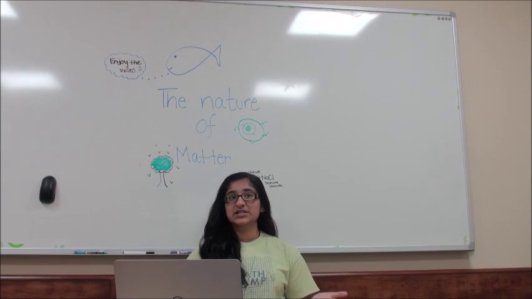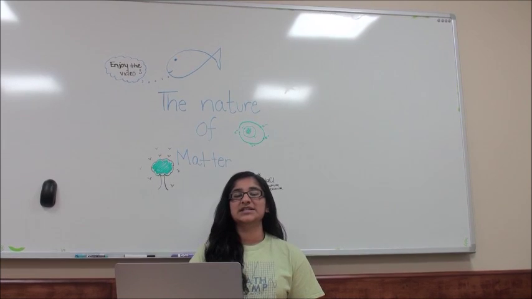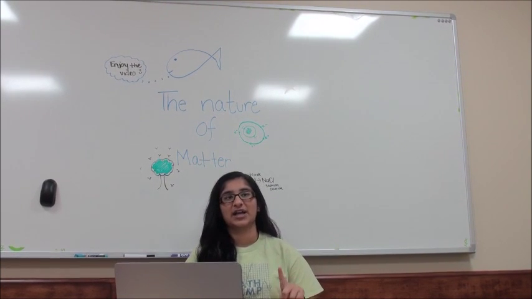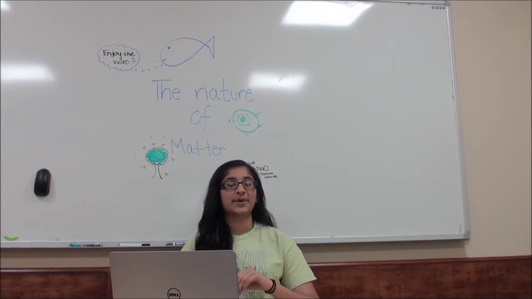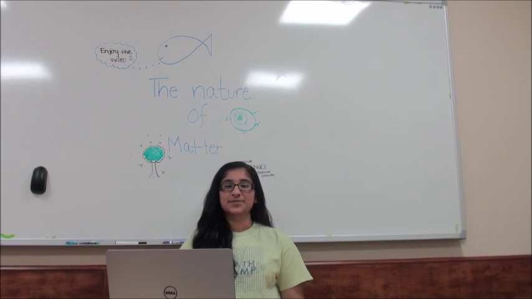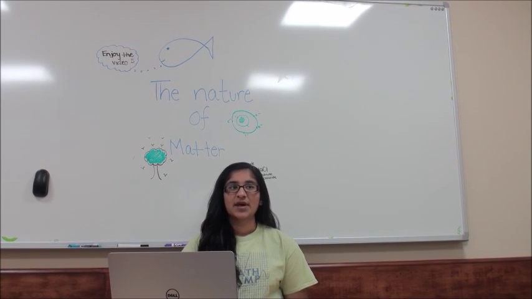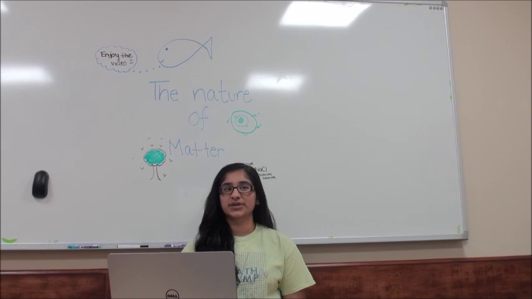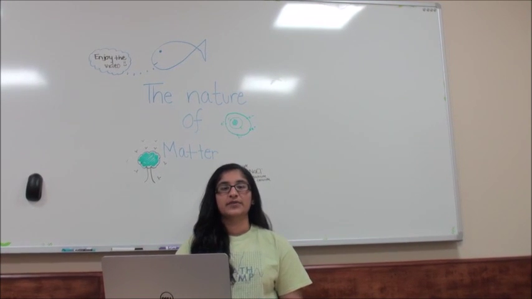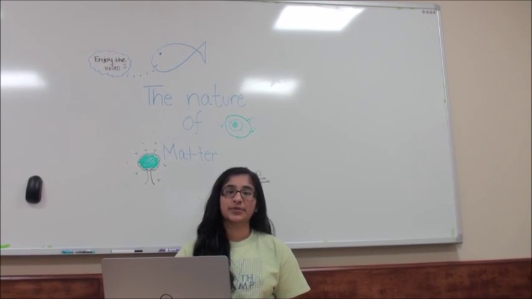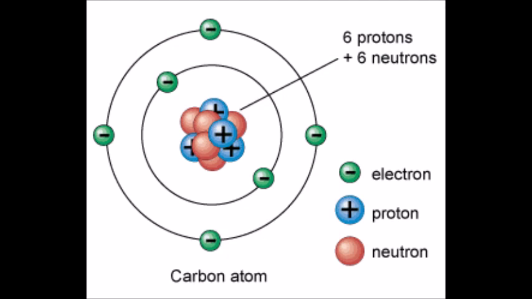An element is a pure substance that consists entirely of one type of atom. More than 100 elements are known. Carbon is represented by the letter C, and potassium is represented by the letter K. The number of protons in the nucleus of the element is known as the atomic number. For carbon, the atomic number is 6, meaning each atom of carbon has 6 protons and 6 electrons.